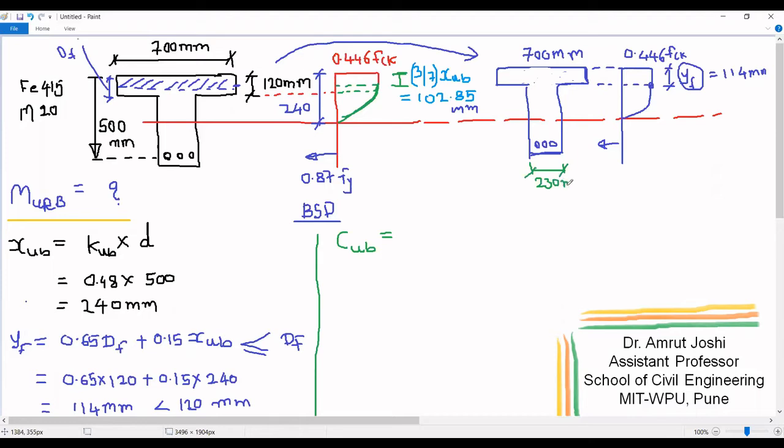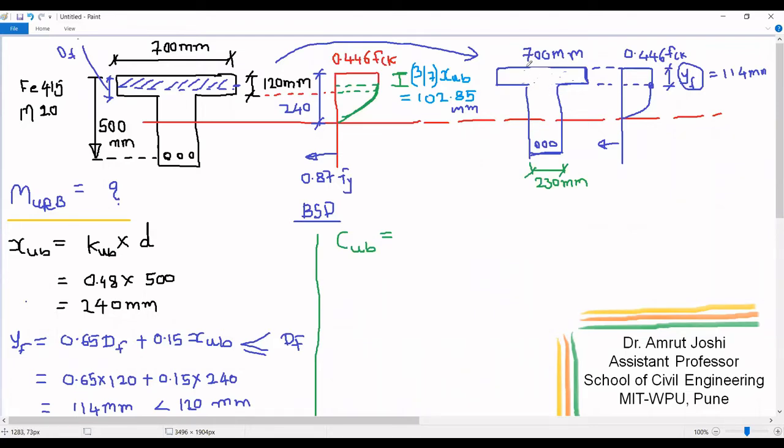Let us say this beam width is 230 mm. So the width of the cross section on compression side is varying from 700 mm to 230 mm, and therefore we cannot use the standard formula 0.36 FCK BXU to write down the ultimate compressive force. So what are we going to do?